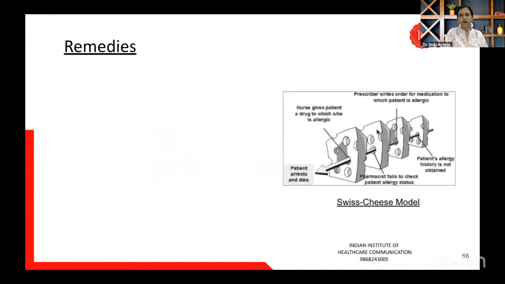I'm sure most of you must know about the Swiss cheese model. In the Swiss cheese model, there are checkpoints at every place. And the idea is that at least some checkpoint should alert us that an error is going to happen. And if that checkpoint alerts, we can actually prevent the error.